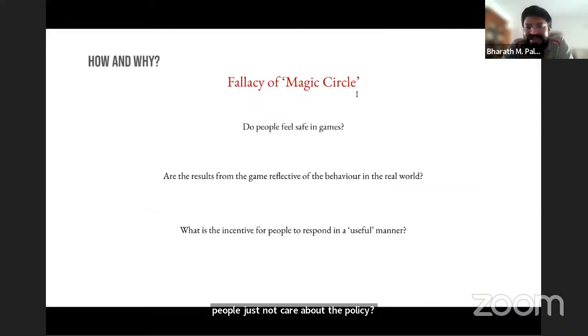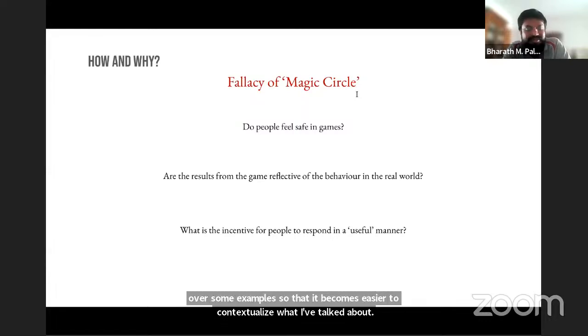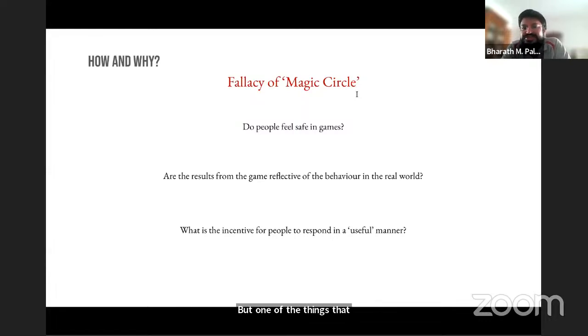I've talked about this, I think, at ISAGA itself when it comes to gaming simulations. I'll run through the next few slides quickly just to go over some examples so that it becomes easier to contextualize what I've talked about. But one of the things that many people talk about when it comes to gaming simulations are magic circles. It's my pet peeve to talk about the fact that they don't exist when you're using them outside of just classroom learning.